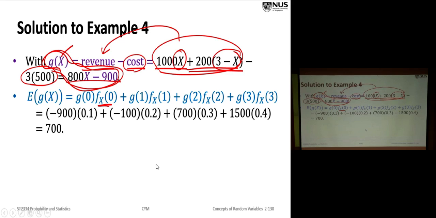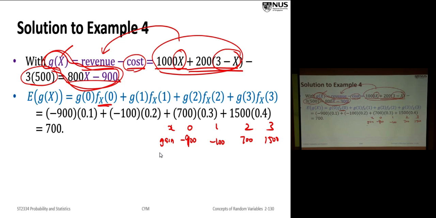So you can think of it like this. You will gain, when x equal to 0, 1, 2, 3. So your gain will be minus 900, minus 100, and then when x equal to 2, it's 700, and x equal to 3, then it will be 1005. So these are the amount of gain.